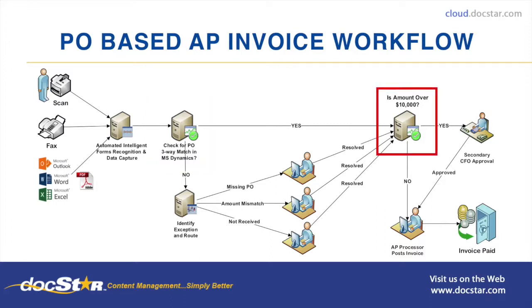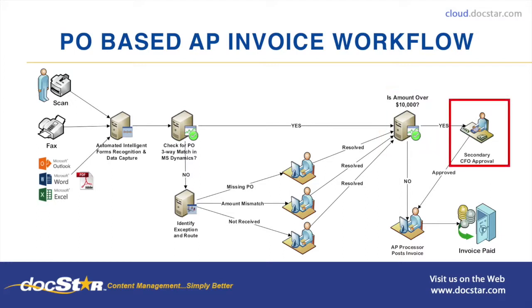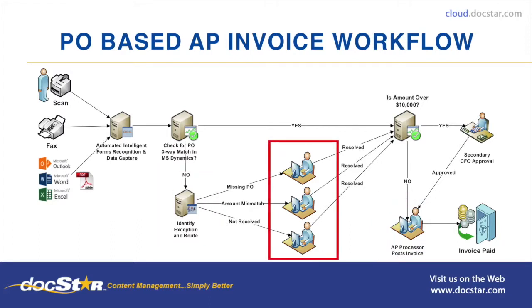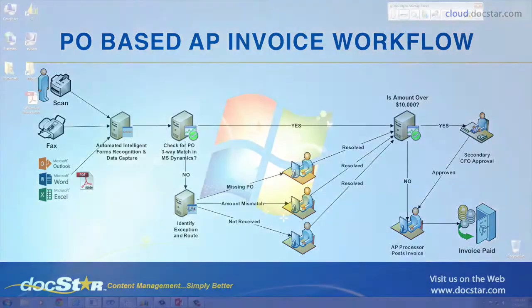Upon success, the invoice is routed through an amount threshold check and routed for CFO approval or to the AP clerk to be posted for payment. When there is an exception, the exception is identified and the invoice is routed to the appropriate person or group for exception handling. Notifications are sent within Eclipse as well as via email alerts to keep everyone informed.